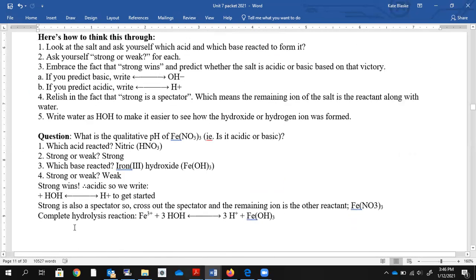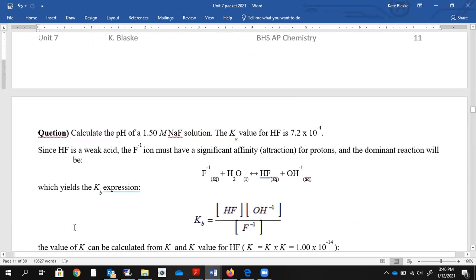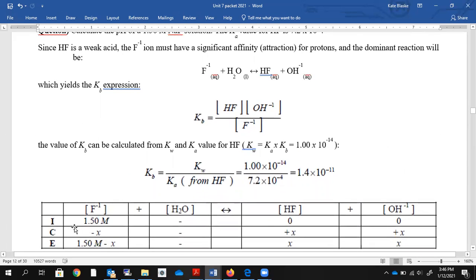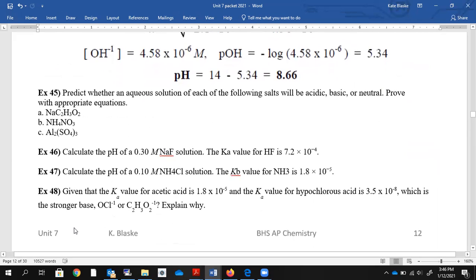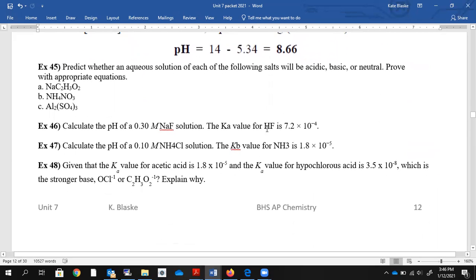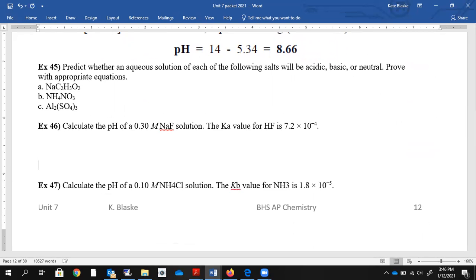So let's try out a problem. We're going to have to do a little bit of flipping and a little bit of fancy footwork to be able to make these work. So let's take a look at number 46. That's a good place to start. So first thing we need to do, read the problem.